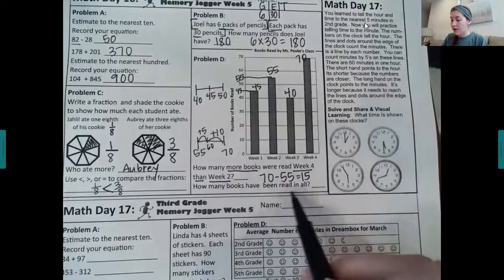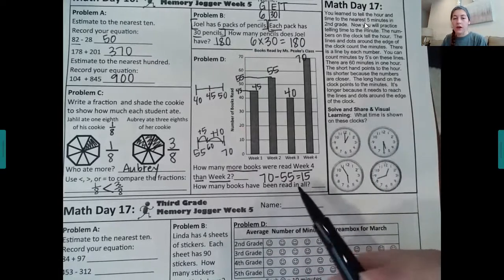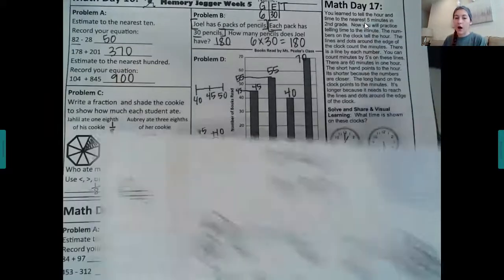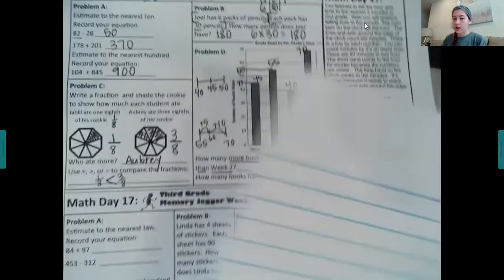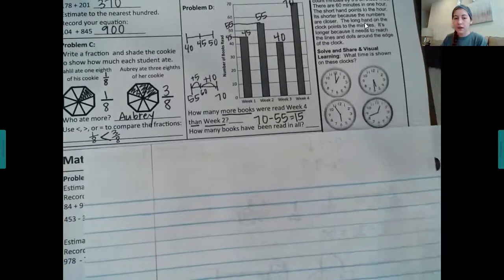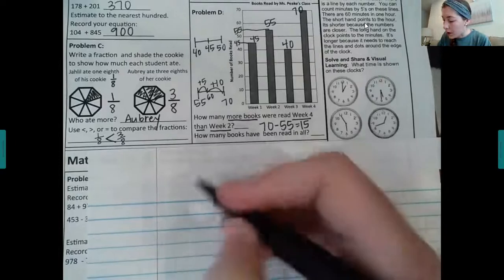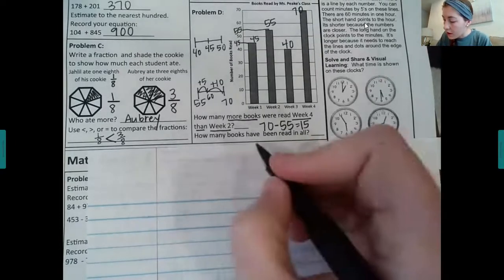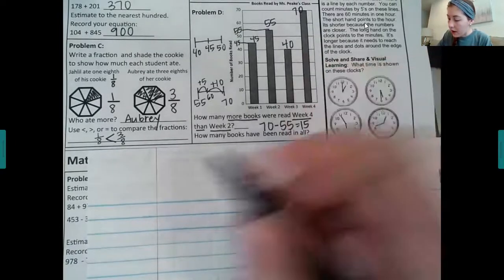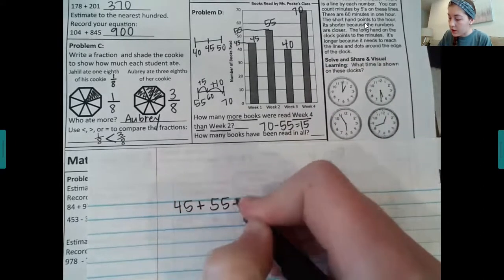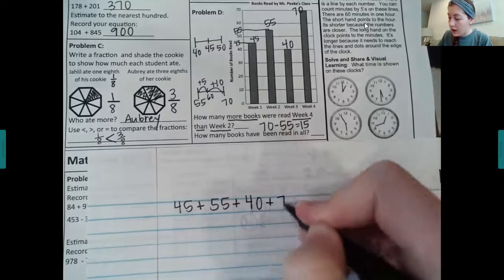Then it says how many books have been read in all. So in all means I have to find the total, which means I need to add them all up. So I'm going to use my scratch sheet of paper again in your notebook, or you can send the picture of your work too with your answers. So to find how many books have been read in all, I need to add all of the weeks. So week 1, week 2, week 3, and week 4.